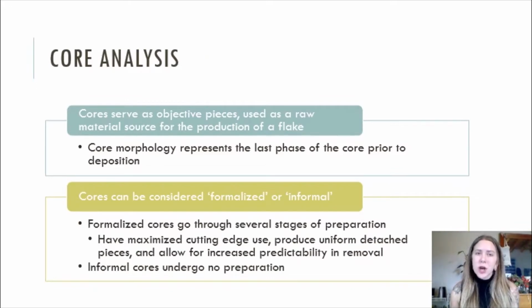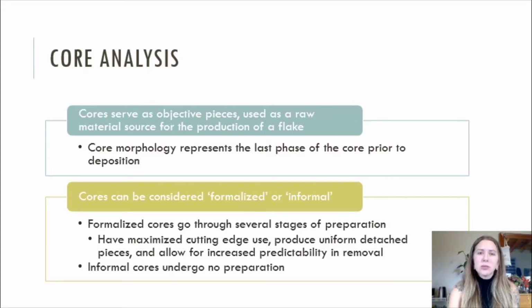Cores, as we know, are objective pieces and are used as sources of raw material when flint knapping to produce a flake. In archaeological contexts, it's important to remember that cores are highly variable and their morphology is representative of the stage at which they were discarded. Some cores are deposited after being highly exhausted, while others have been expended very little, and so the state of the core really depends on the context in which it was deposited in.